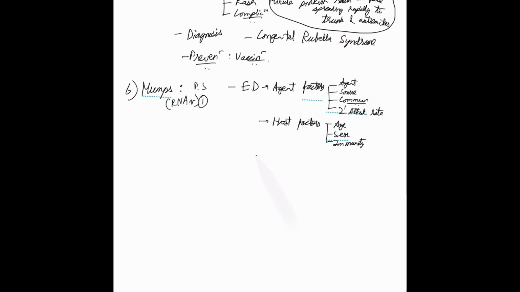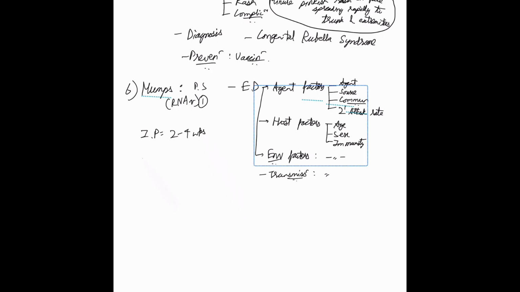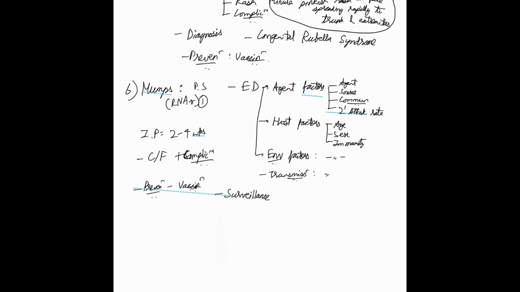And agent factors, we have agent, source, communicability, and secondary attack rate. Host factors, we have age, sex, and immunity. And environment factors and transmission are the same for any respiratory disease. Incubation period is 2 to 4 weeks. Know the clinical features of mumps plus the various complications.